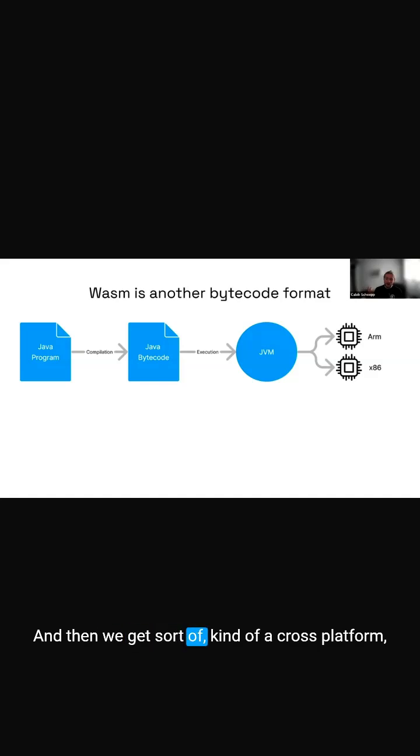And then we get a kind of cross-platform, cross-architecture portability here with the JVM, because so long as you have a version of the JVM that's compiled to run on ARM and one that's built to run on x86 and Windows and Mac OS, all of a sudden you've compiled your bytecode once, your Java program once, and you're able to run it and execute it on any one of these platforms.